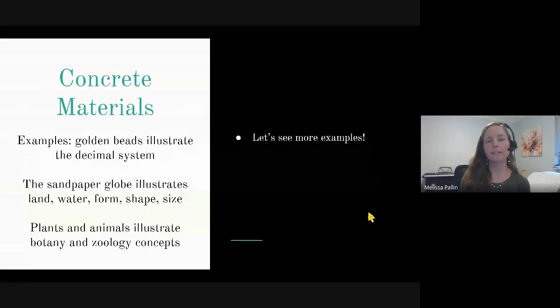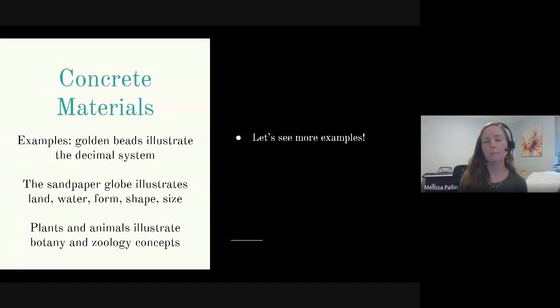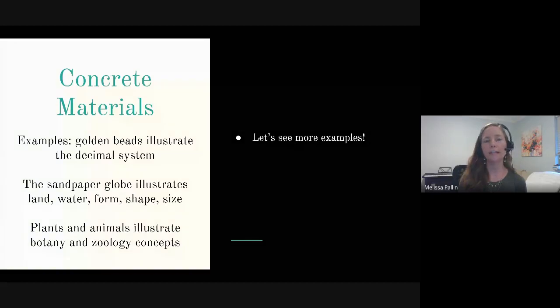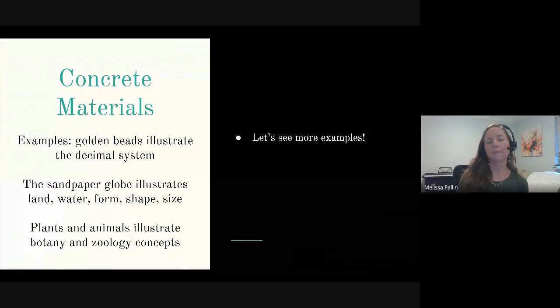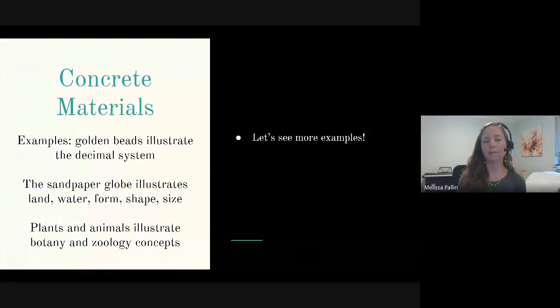So we're going to see some examples of concrete materials that help the child to then take that to the abstract level. For example, we have the golden beads, and I'm going to show you some pictures on the next slide that help illustrate the decimal system. We have the sandpaper globe that illustrates land, water, form, and shape and size. And we have plants and animals in our classrooms and in our outdoor classrooms that are connected with our school. Actually, the elementary classroom includes the entire community, which is very unique to Montessori.